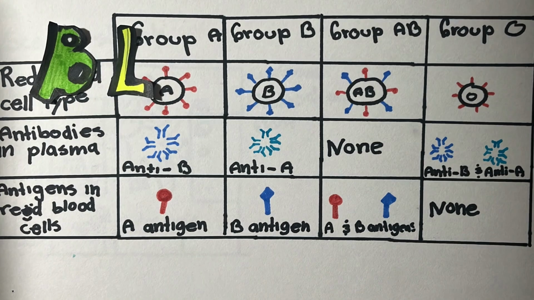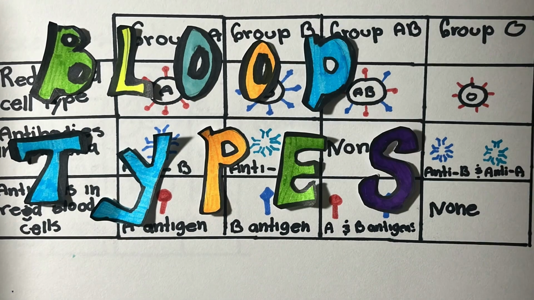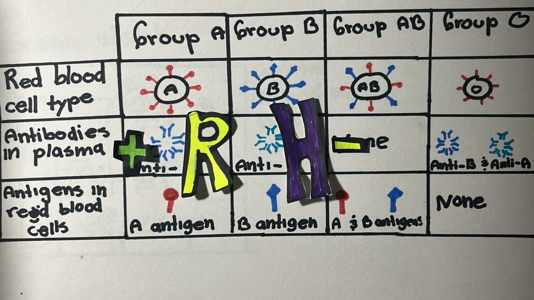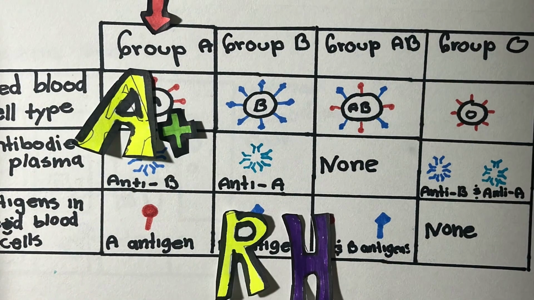Remember, blood types also include the Rh factor, positive or negative, which is another antigen. For example, someone with type A blood and the Rh antigen will be A positive.